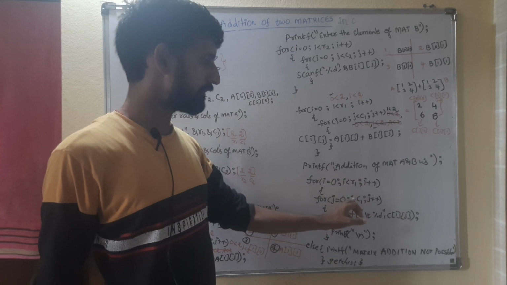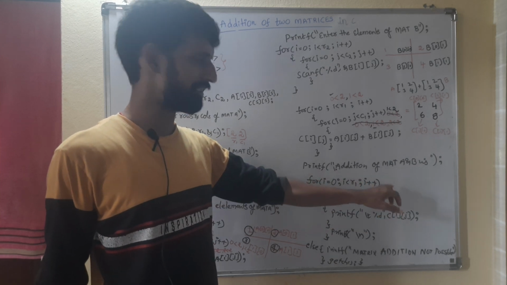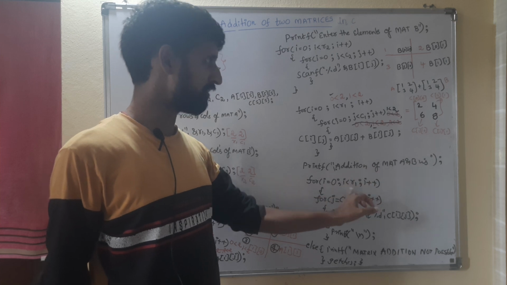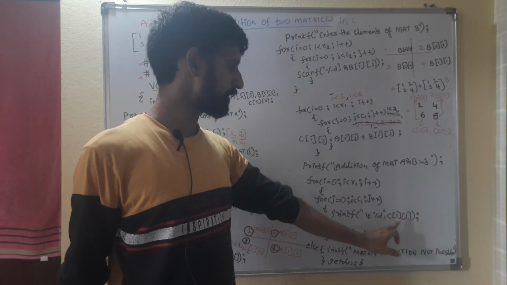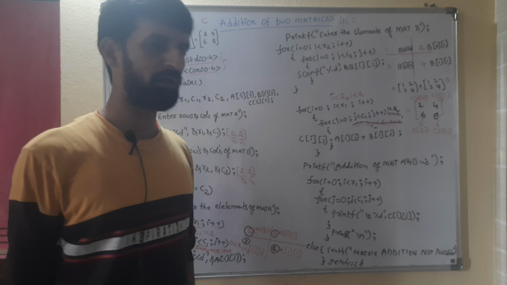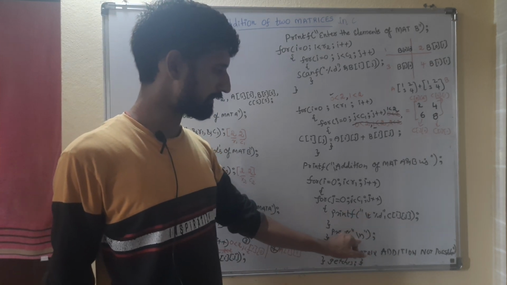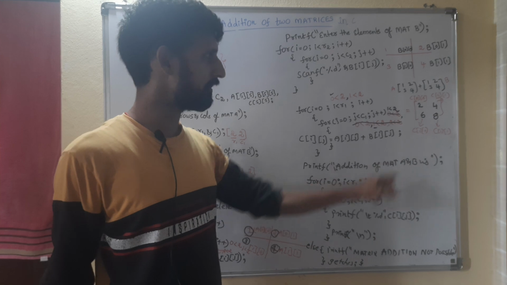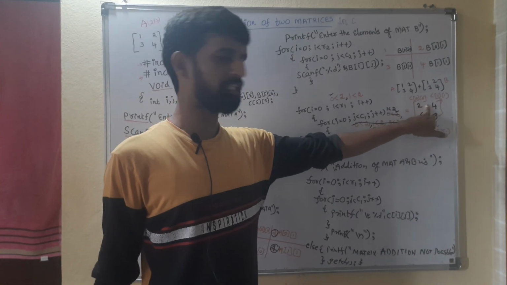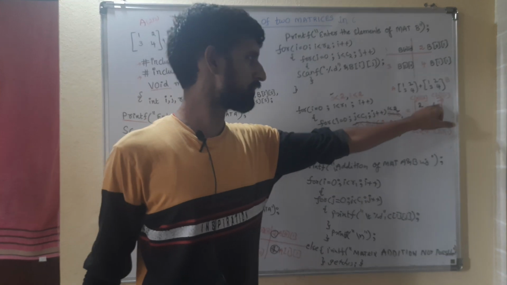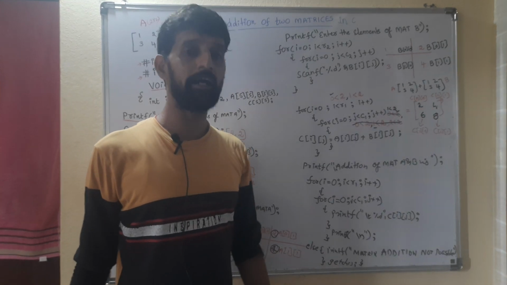Then J will be incremented again by 1, 2 less than 2, the condition is false. Again I will be incremented by 1, so it will print C of 1 0, C of 1 1. An important point: we must write slash t as well as slash n. When you mention slash t, it gives a space between two elements. When you give slash n, the next element is printed on the next line.